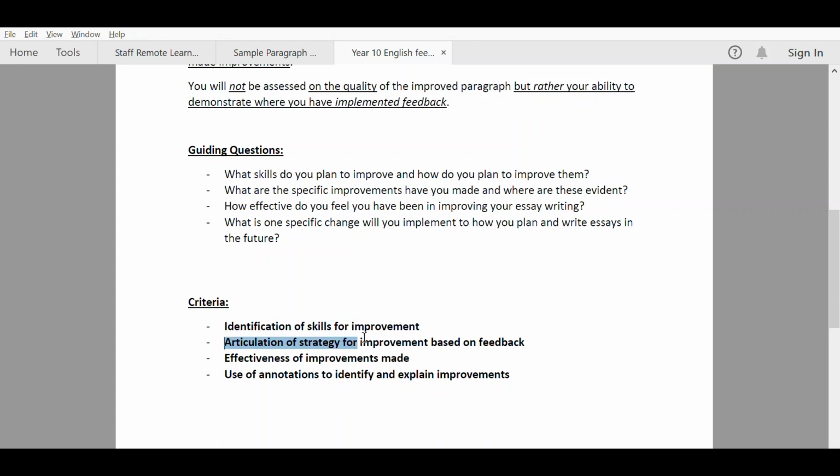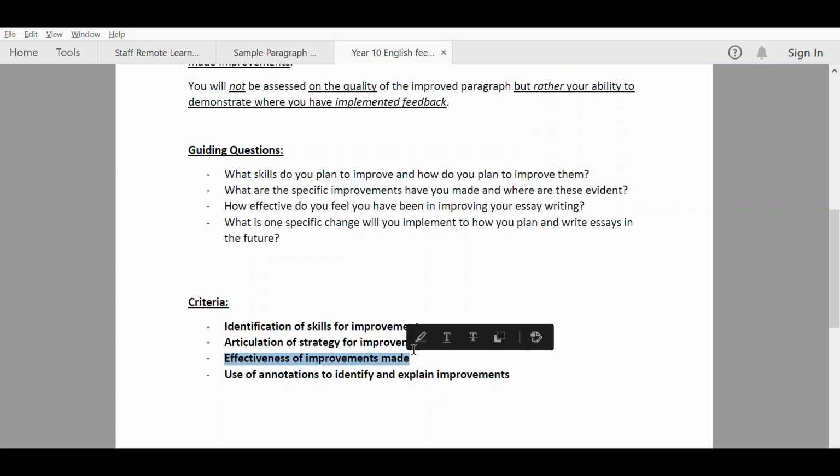The next one, this is what you get a lot of marks for. Articulation of strategy for improvement based on the feedback. So here is articulation. That's your ability to explain. Can you explain your strategies to improve your paragraph? Here's the based on the feedback. So your teacher's giving you feedback, and that could be a full sentence that they've written about your work, or it could be a tick on the rubric. I'll show you what that looks like in a second.